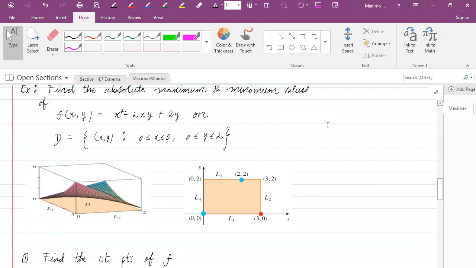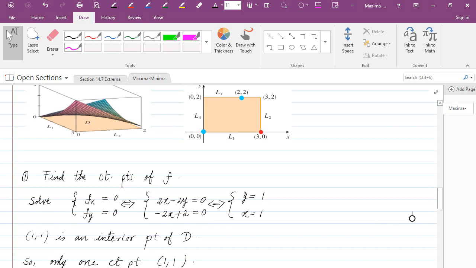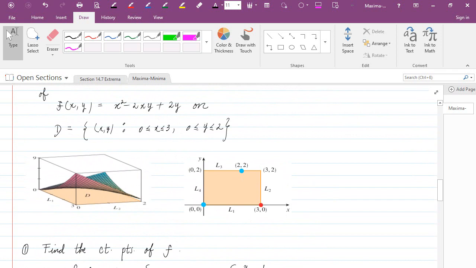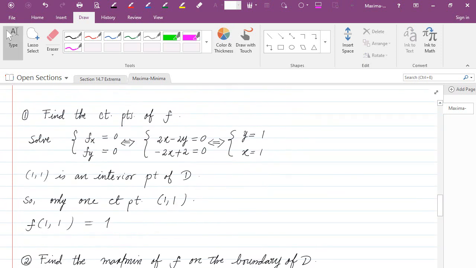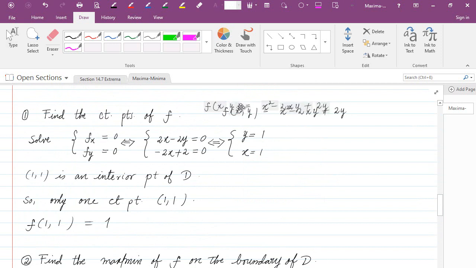So again, the first step is to find the critical points of f that are inside of D. So for the critical points of f, I have to solve the equations fx equal to 0, fy equal to 0 simultaneously. And what is fx in this case? Well, the function that we have here, let me copy that. So the function that we have here is this.